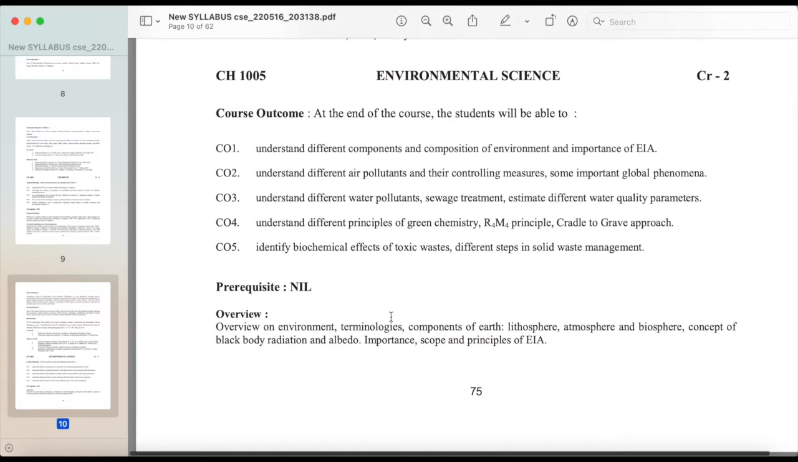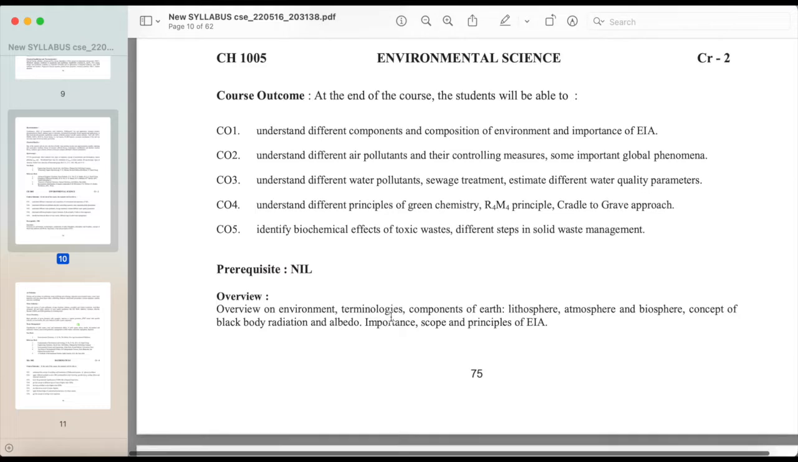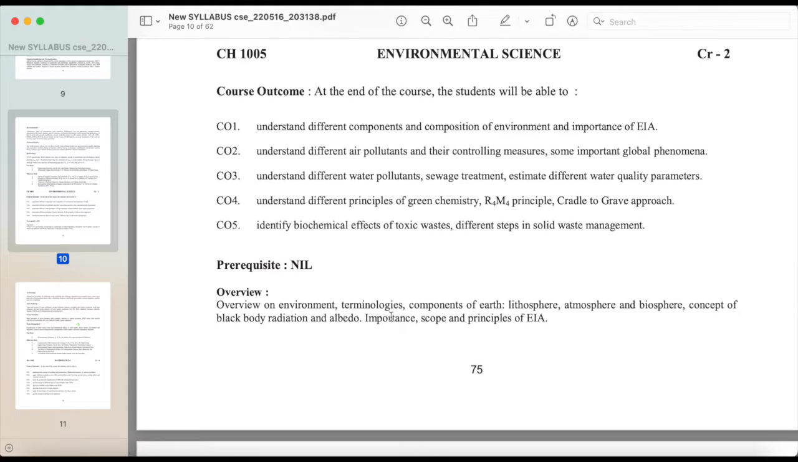At the end of the course, the students will be able to: CO1, understand different components and composition of the environment and the importance of EIA. CO2, understand different air pollutants and their controlling measures, and some important global phenomena. CO3, understand different water pollutants, sewage treatment, and estimate different water quality parameters.